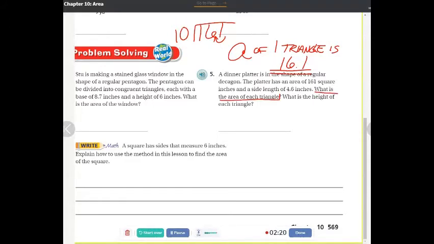We've solved that pretty easily. Now we've got what is the height of each triangle. So we're going to take 16 and 1/10. We know that's the area. Area equals 1/2 times base times height. We don't know the height. We do, however, know the base. Each side length is a base. So 1/2 times 4 6/10 times the height.